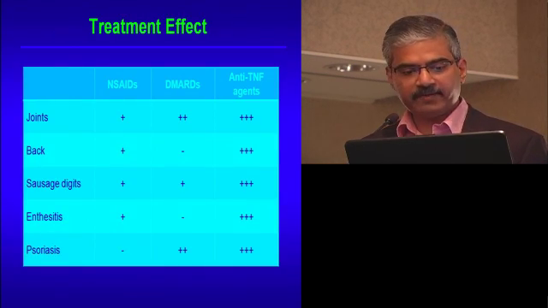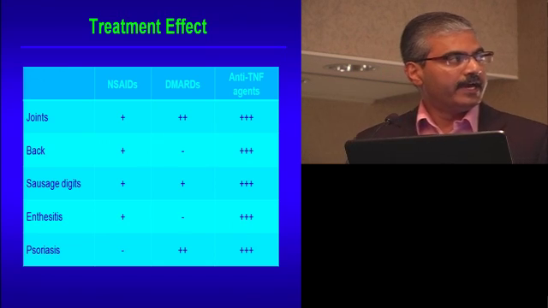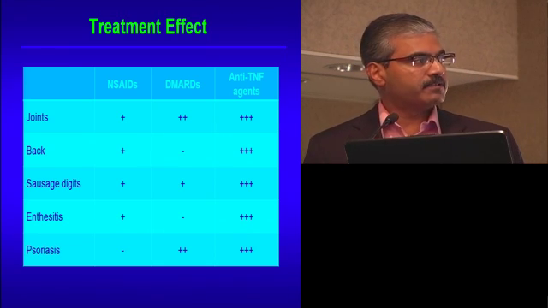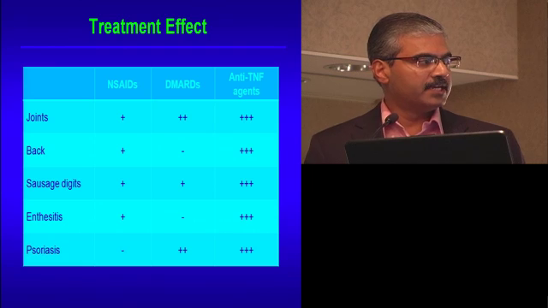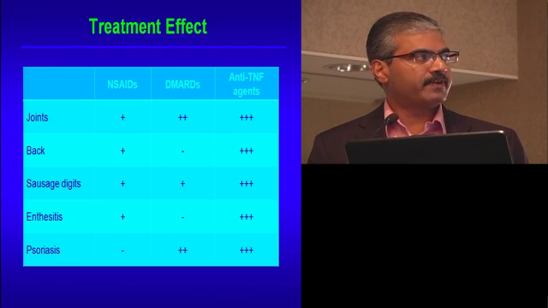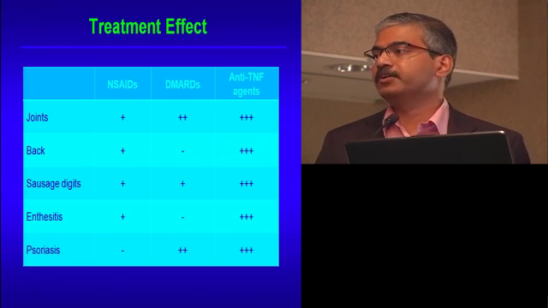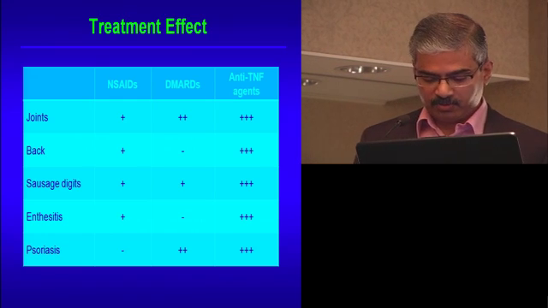And so, what are the treatment effects of going on this drug? NSAIDs are good for joints. It helps with the back pain. It helps in sausage digits, enthesitis, but not in psoriasis. Whereas DMARDs help the joints and sausage digits maybe slightly, and some psoriasis, but does not have an effect on back and enthesitis. And anti-TNF agents have an effect in all the 5 domains that I talked about before.